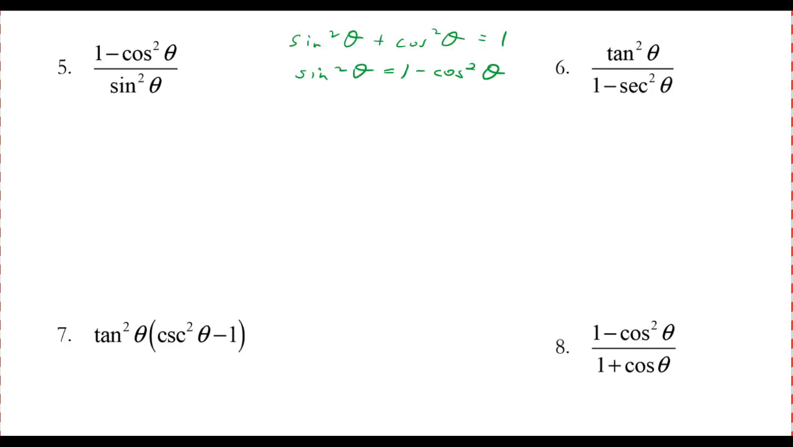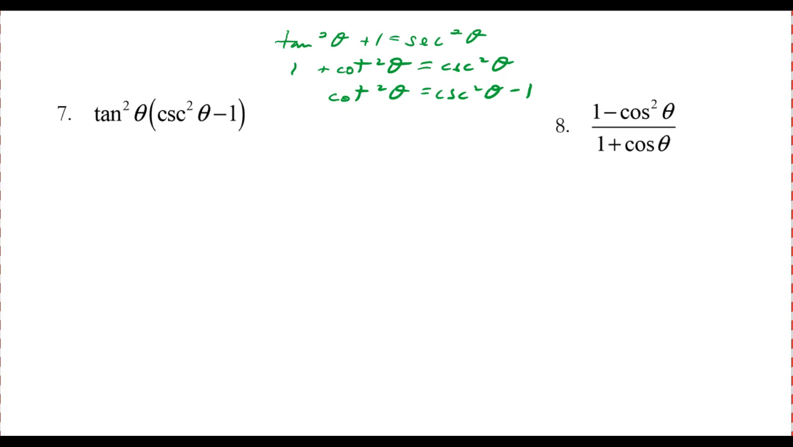Number 5, we have 1 minus cosine squared theta divided by sine squared theta. Well, if we rearrange the Pythagorean trig identity, we see that 1 minus cosine squared theta is sine squared theta. So this one goes very quickly once we know that. We replace the numerator with sine squared theta. We keep the denominator the same, and sine squared theta divided by itself is 1, and we are done.